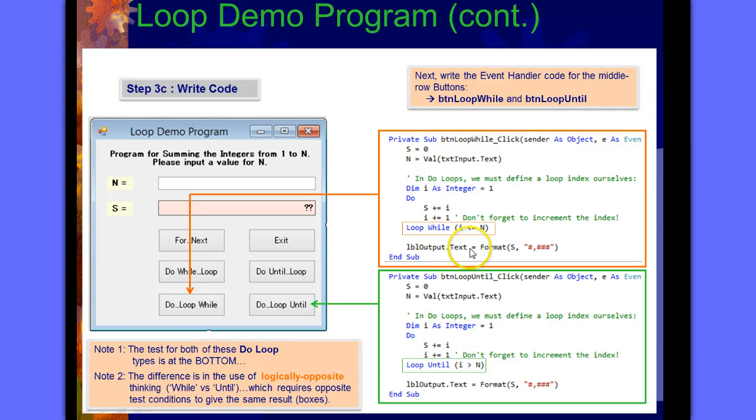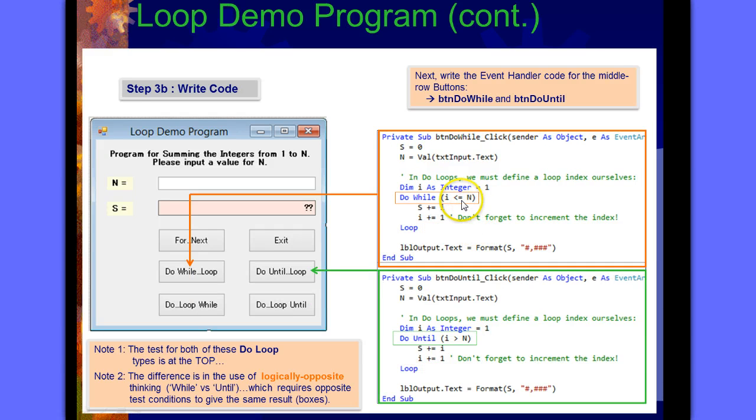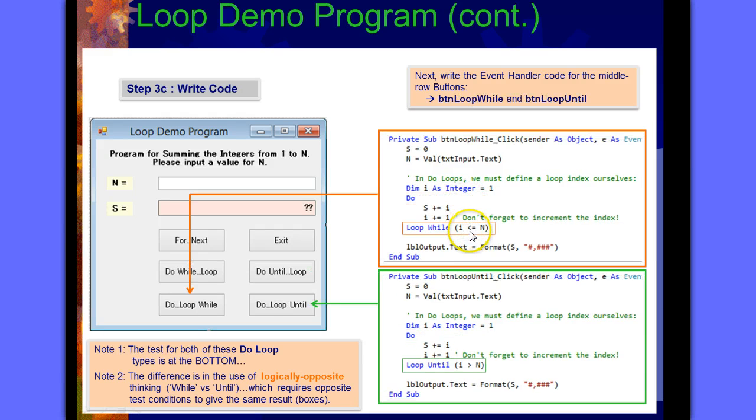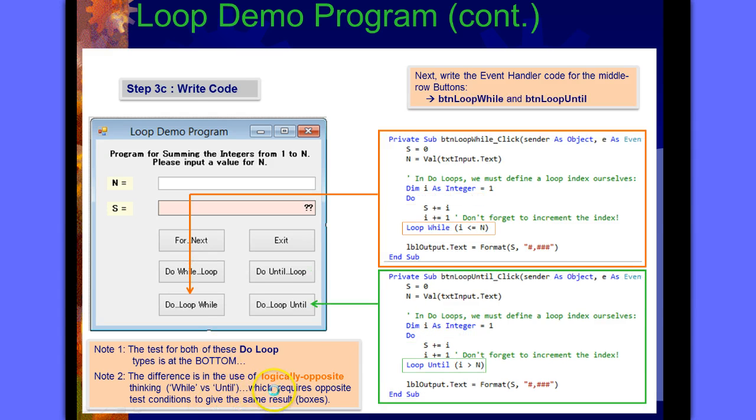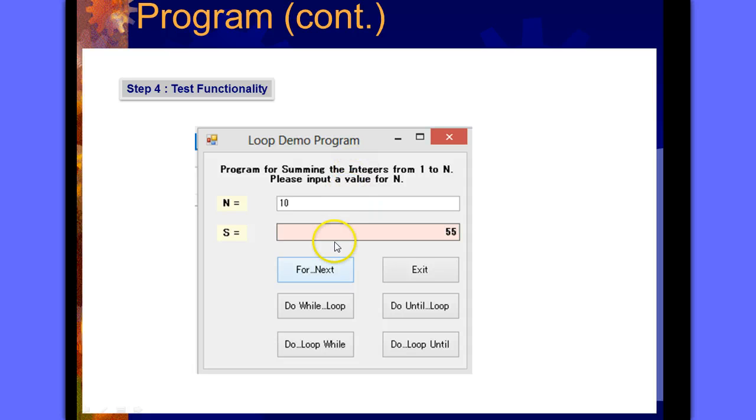Okay, now this is do loop while and do loop until. The test for both of these is at the bottom. So here we have I is less than or equal to n. It's actually the same test as before here. And here, I is greater than or equal to n is the same test as before here. Okay? So let's test it. You can build this program.